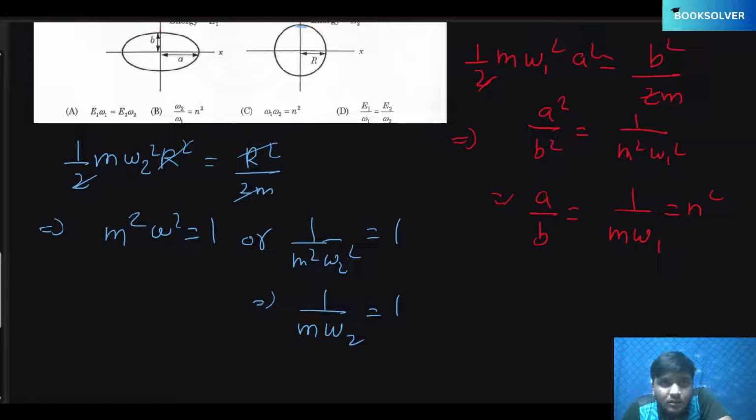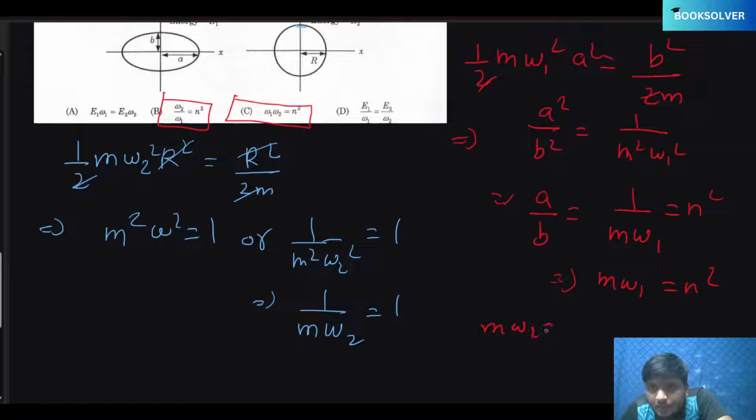Now if we take the ratios, in the first question what they have asked is, let me mark these options, omega 1 omega 2 is equal to n square, or omega 2 by omega 1 is equal to n square. If we want omega 1 and omega 2, suppose we take the reciprocal, so we will get m omega 1 equal to n square, and m omega 2 equal to 1. If we multiply, we get m square omega 1 omega 2 is equal to n square. If we try to match for option C, there is also a term of m square, so this option is incorrect here.